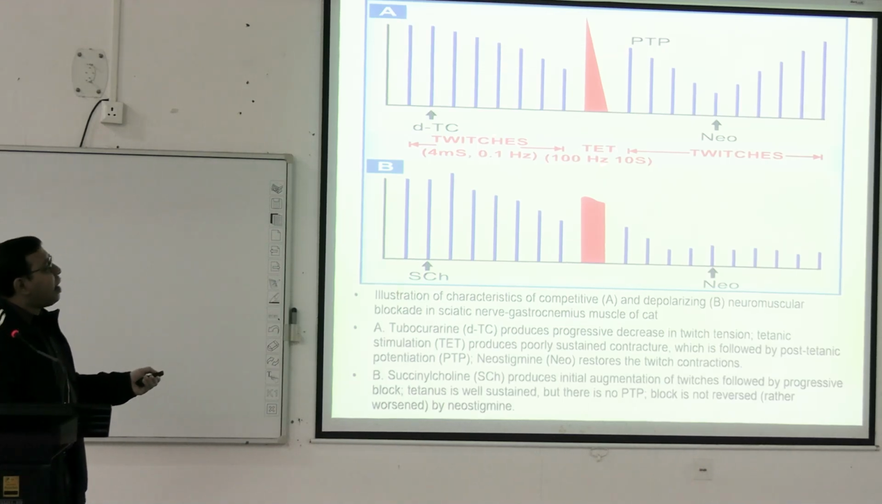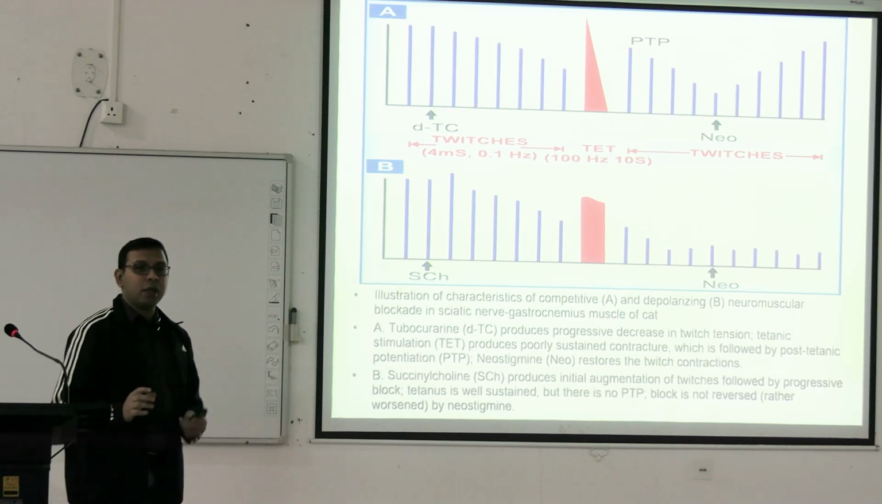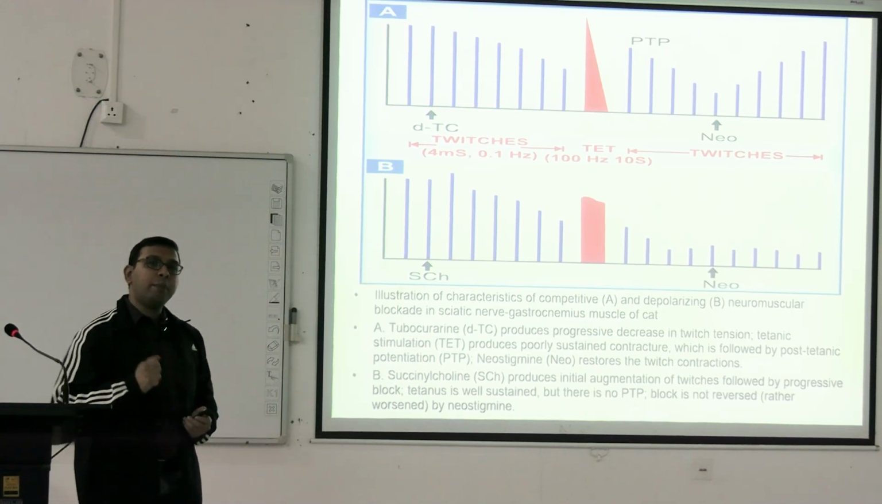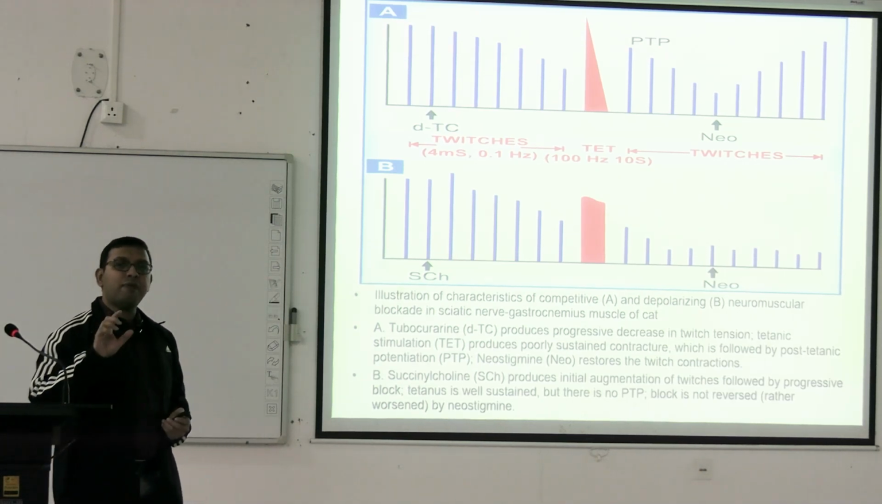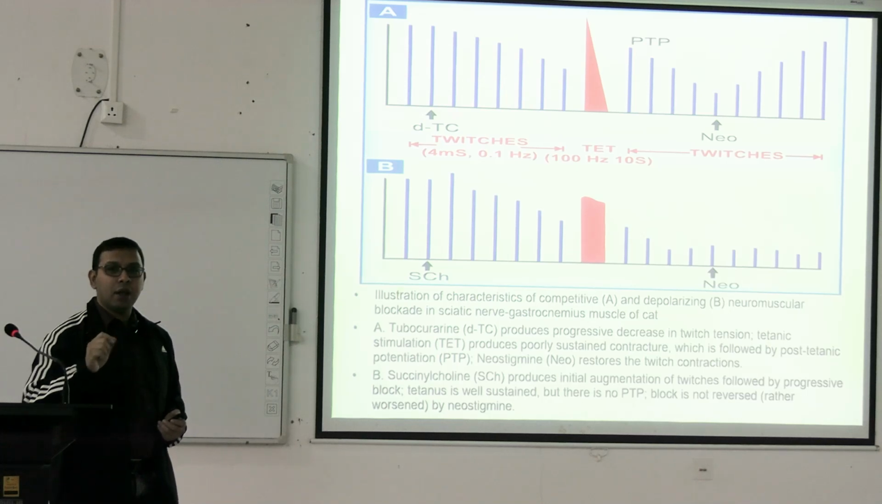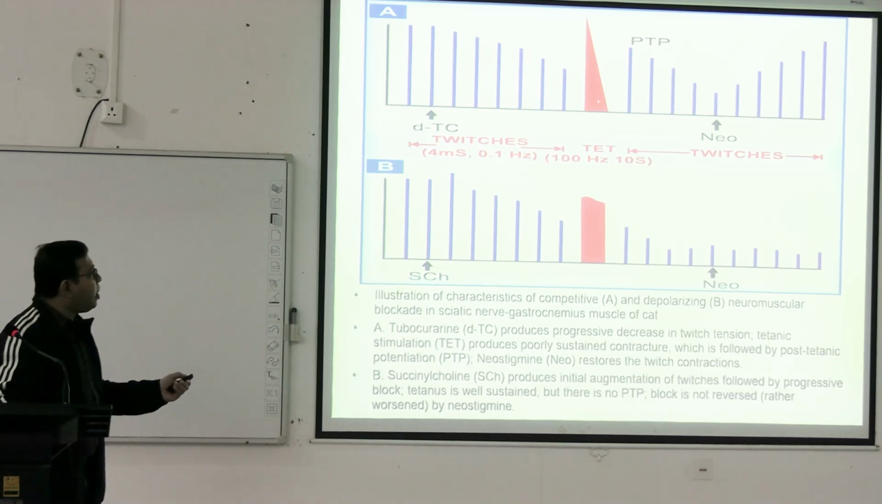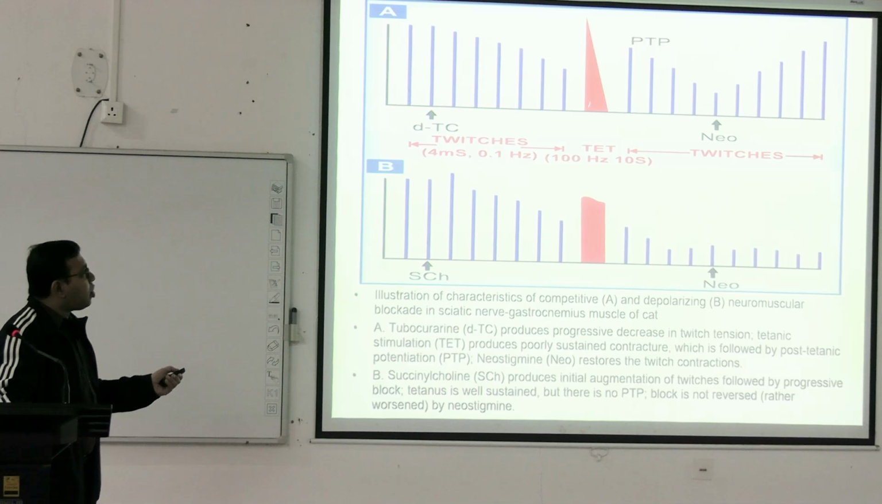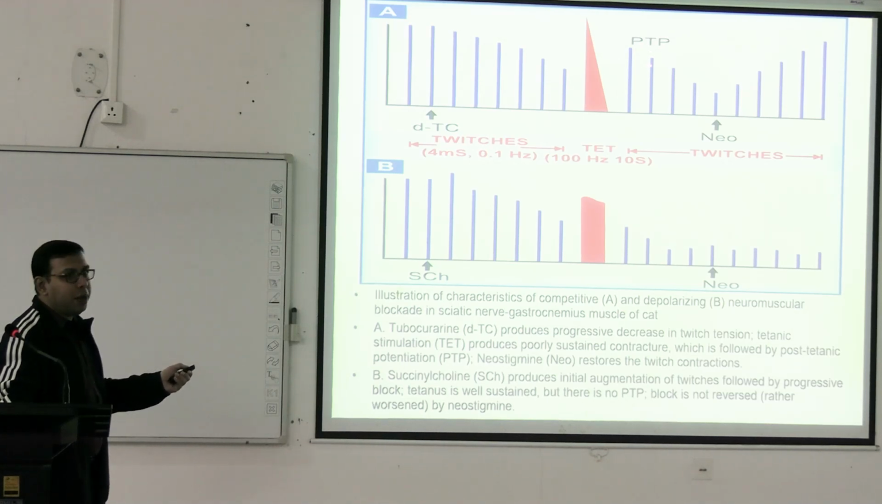Now we are giving a tetanic stimulation. Tetanic stimulation means that in a short span of time, repeated contracting stimuli are given. When the tetanic stimulation is given, it causes a sustained contraction, but it is very poorly sustained. That is very small. Then it is followed by post-tetanic potentiation. PTP is the post-tetanic potentiation. So you can see the twitch response is greater, with more contraction.